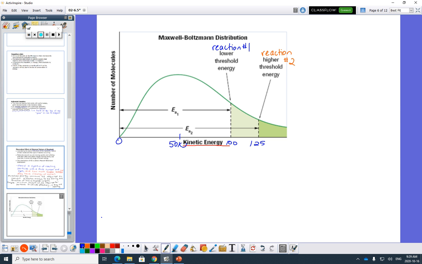So reaction 1 has a threshold energy at 100 kilojoules for pretend. Reaction number 2 has 125. So again, maybe reaction 1 has particles that are smaller, or has particles that only need to lose or gain a few electrons or whatever. So the chemical gods have decided what the threshold energy is going to be. That is not easy for us to change. But we're going to compare the speed, or how fast reaction 1 is, to reaction 2.